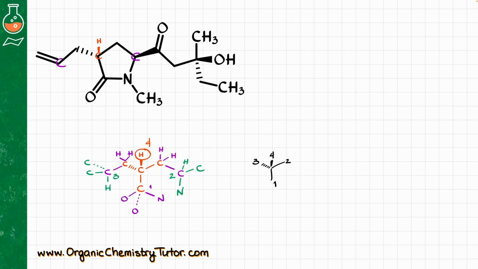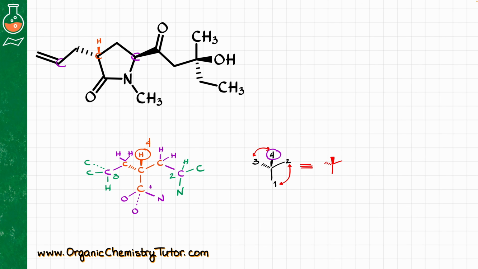Since my lowest priority, my number 4 over here, is not looking away from me, I need to rotate that stereocenter in space, and in order to do that, I'm going to use a double flip method, where I'm going to flip two pairs of groups at the same time. So in this case, since I want my lowest priority to look away from me, I'm going to flip-flop 3 and 4 and 1 and 2, giving me the same stereocenter but now rotated in space.